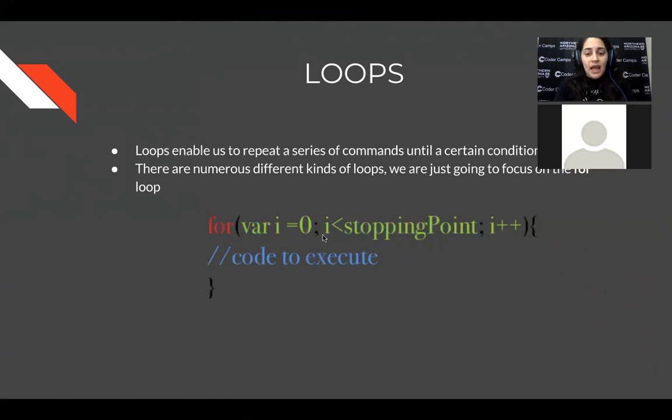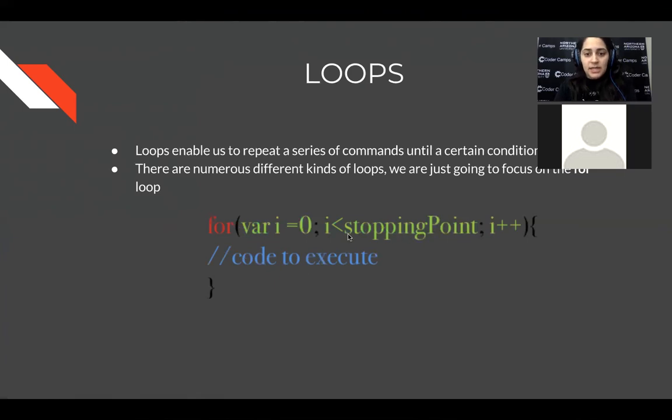And then the second part is going to be similar to an if statement where we're writing a condition. So we have i less than stopping point. Now, keep in mind that it's not always going to be i less than something. It's not going to always be i equals 0, but this is always a good place to start. So depending on the problem that you're working on, these things might change. Same for this one.